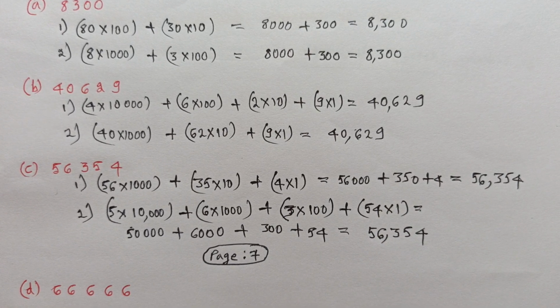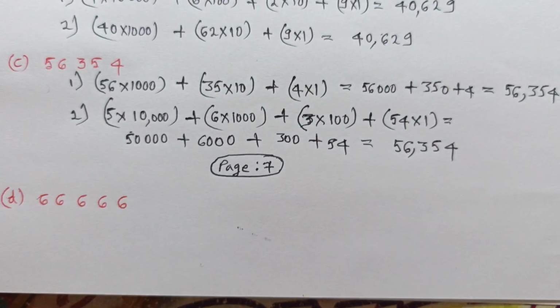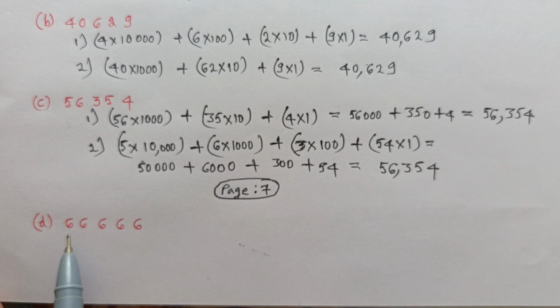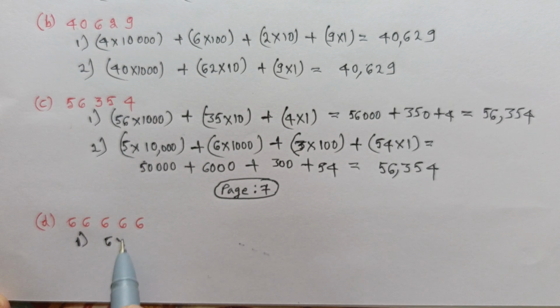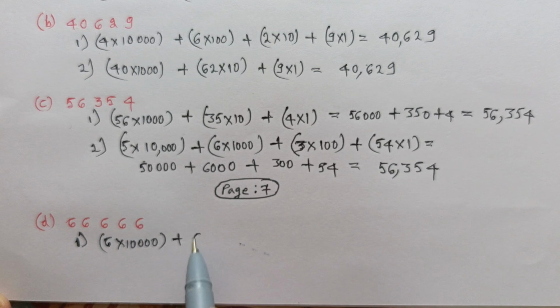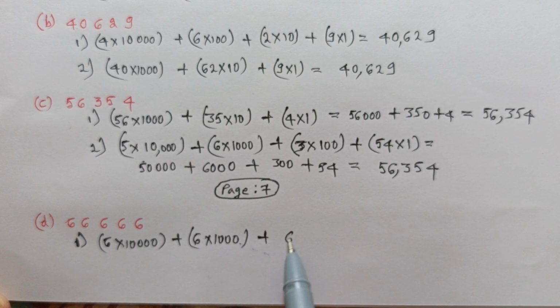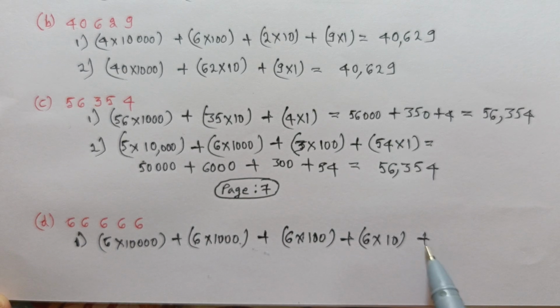Now its continuation is in page number 7, and that is D bit here. So 66,666 is given. So first method I am taking like this: 6 into 10,000 plus 6 into 1000 plus 6 into 100 plus 6 into 10 plus 6 into 1.